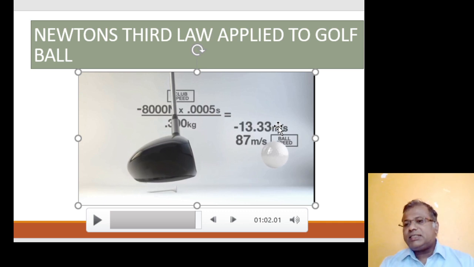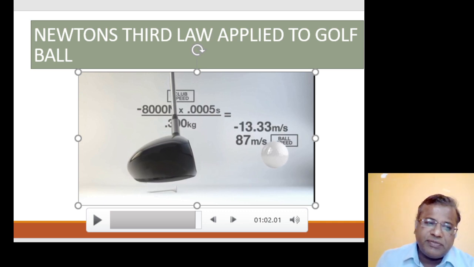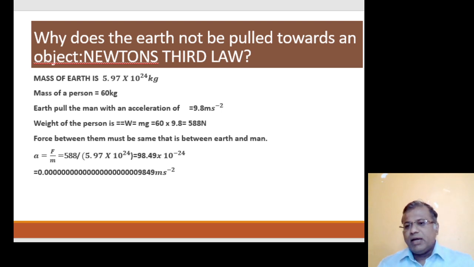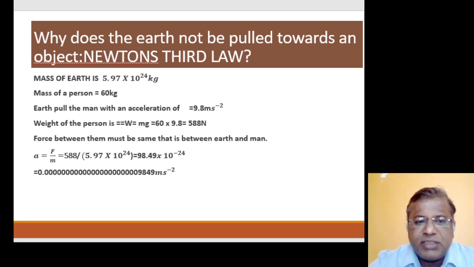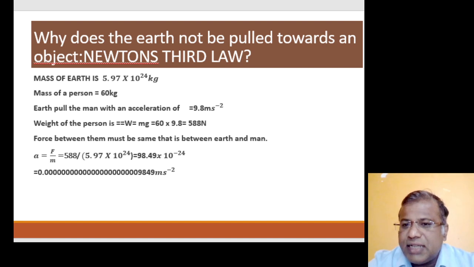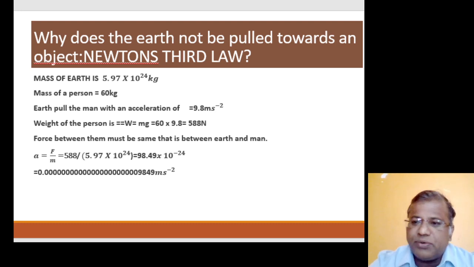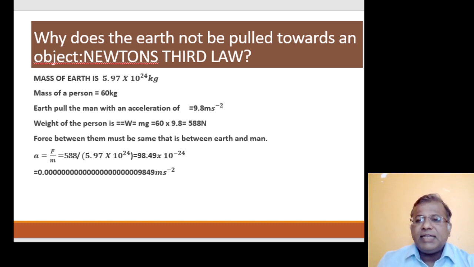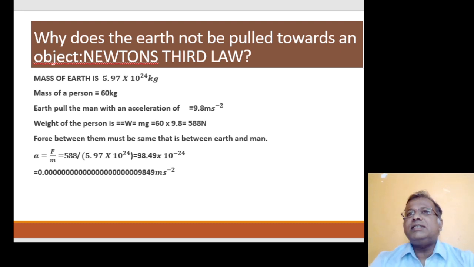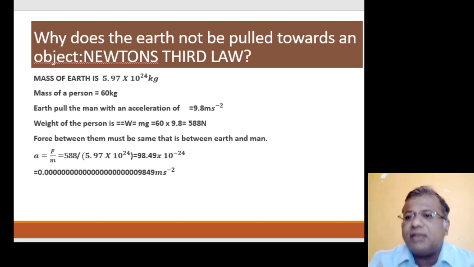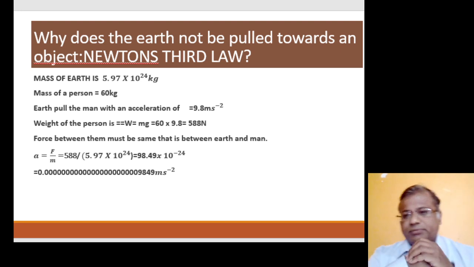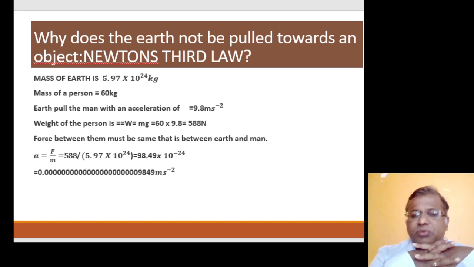Now in today's next example, we'll take a very important situation which comes to our mind. You may ask this question. As a student, everybody asks this question, so that's why I've shown this calculation to everyone. We say that Newton's third law is there. Okay, and why is it that an object falls towards Earth and Earth doesn't fall towards the object? So this is a very important question here.